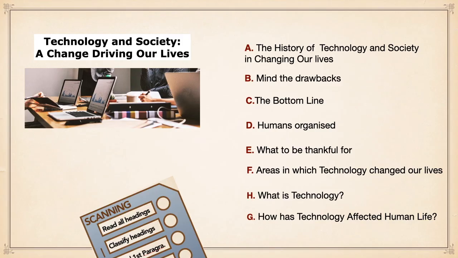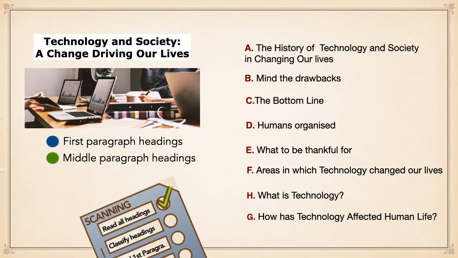So, let's start. First, we need to read the headings and try to identify which ones may go first, which one may go last, and which ones may go in the middle. The title of the article is Technology and Society, a Change Driving Our Lives.